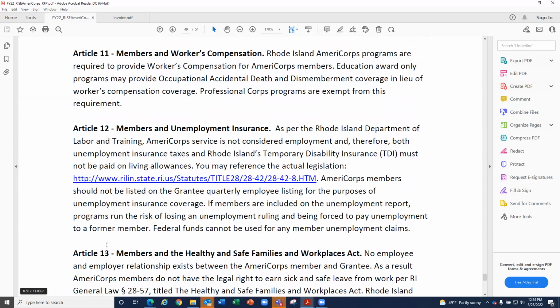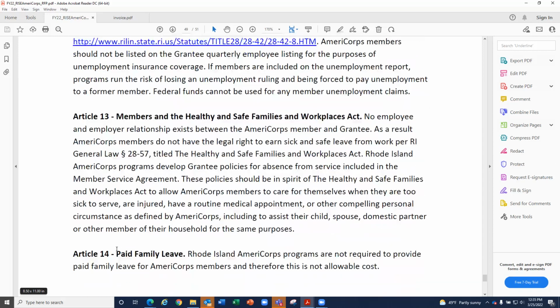There are some finer details in here as well that'll be of interest to your fiscal folks. One of them is understanding that Americorps members are not employees, and so the Department of Labor and Training does not recognize them. If they leave an Americorps position, they're not able to request unemployment insurance. And so we don't want you to pay into unemployment or Rhode Island's temporary disability insurance, and these are not allowable costs. Just so you know.